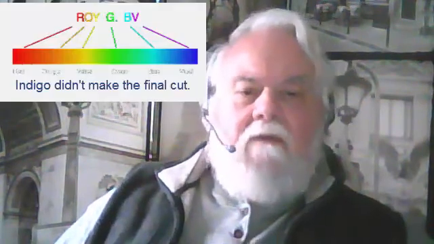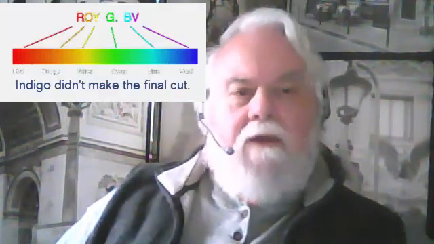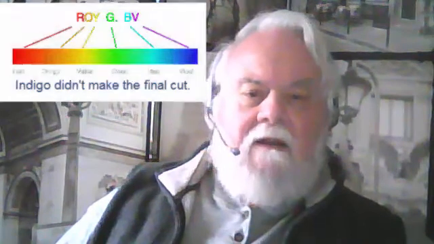In school, we're taught the mnemonic name Roy G. Biv to remember the colors of the visible spectrum: red, orange, yellow, green, blue, indigo, and violet. All other wavelengths of the electromagnetic spectrum are invisible to the human eye.